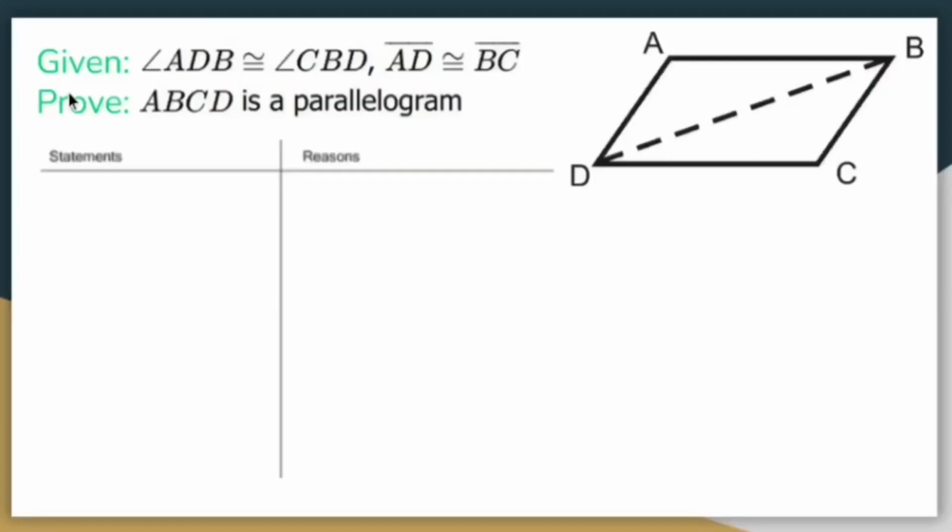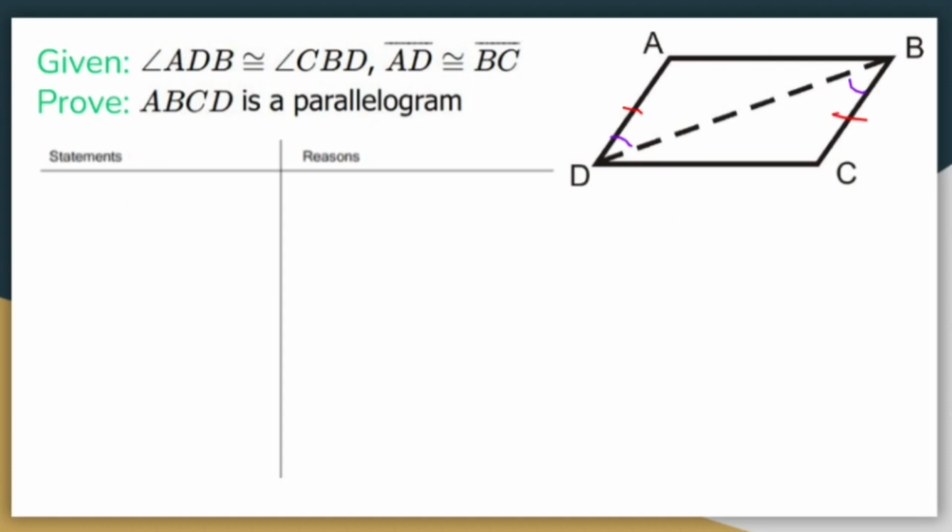Given ADB is congruent to CBD, and also that AD, this guy, is congruent to BC, I need to show that ABCD is a parallelogram. So there's many ways that you can do this. And I did a video where I used what's called the opposite sides theorem converse. I'm going to use a different one, and you'll see which one I do. Okay, because the picture is a little bit friendlier than the other one that I did.